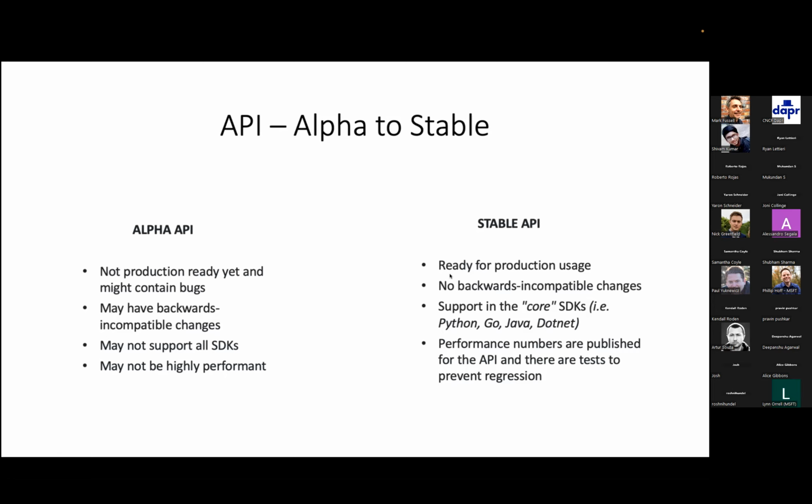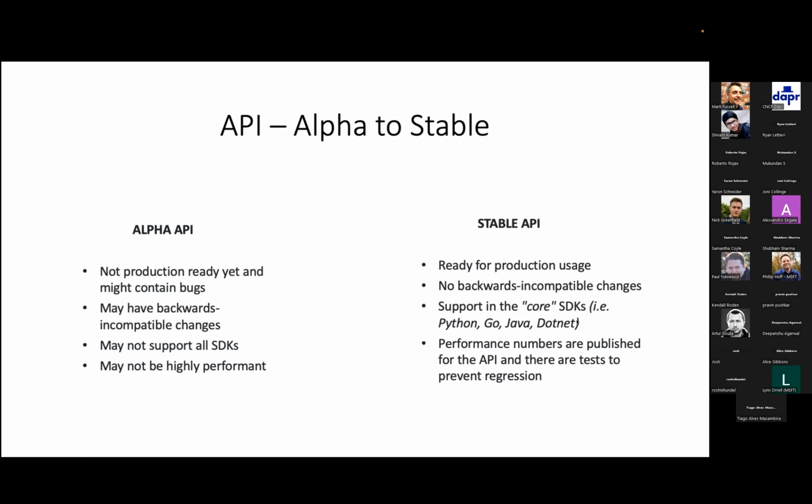Now, when we say that we are moving to stable, we mean that this configuration API is ready for production users. There will be no backwards incompatible changes in future. There is support in all of the core SDKs like Python, Go, Java, and .NET. And we have performance numbers published for the API, and we have perf tests and other tests to prevent regression and catch errors, right? So this is what we mean when we say that we are moving from alpha to stable, right?